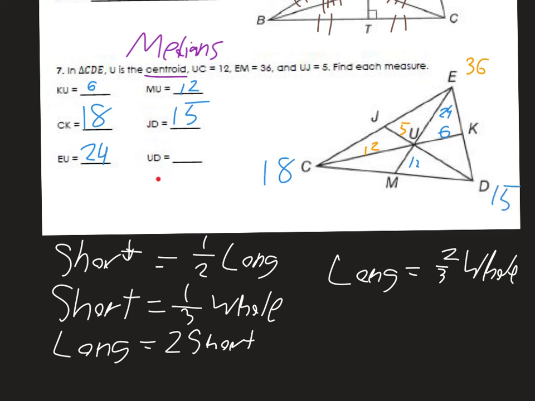And finally, UD. UD is the long segment. We know the short segment. The long segment is twice the short segment. So 2 times 5 gives us 10.